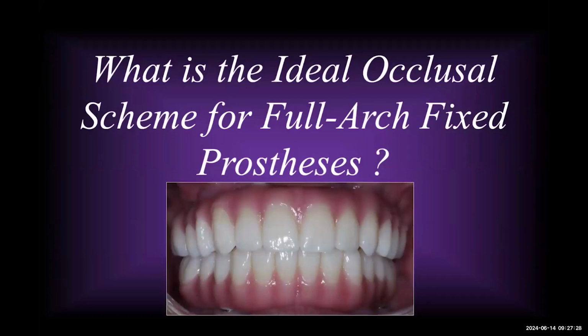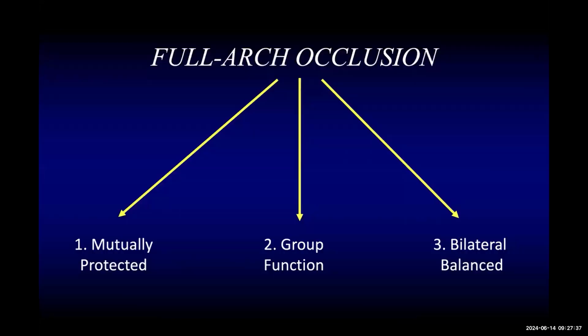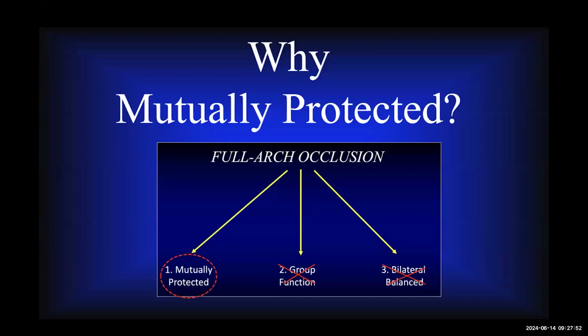With that being said, now that you know all the different options, let's talk about what is the ideal occlusal scheme for full arch fixed prostheses. Well, I go back to those 3 we just discussed. And if you look in the literature, if you look at experience doing this, mutually protected is the ideal occlusion. So let's talk about why. Why is mutually protected the best for full arch implant fixed prostheses?